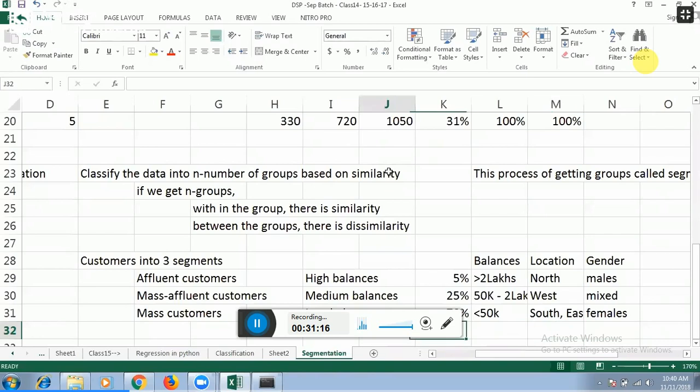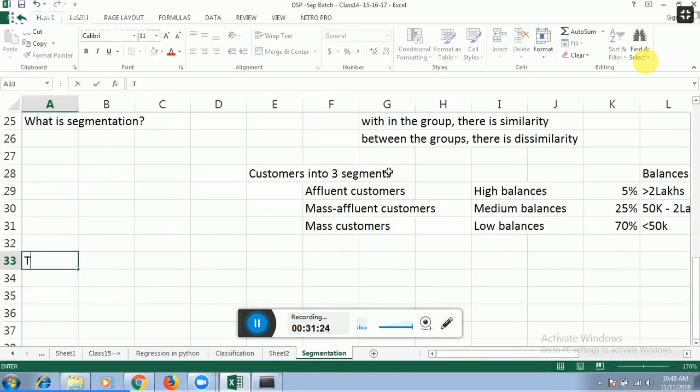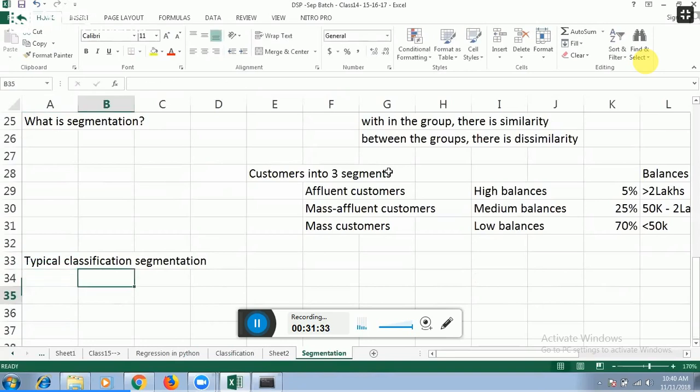So are you clear? What is the segmentation? Any questions? Okay. So, the typical classification of segmentation. What do you mean by typical classification of segmentation? Broadly, you can categorize segmentation into 3 groups or 4 groups or 5 groups, in different situations.